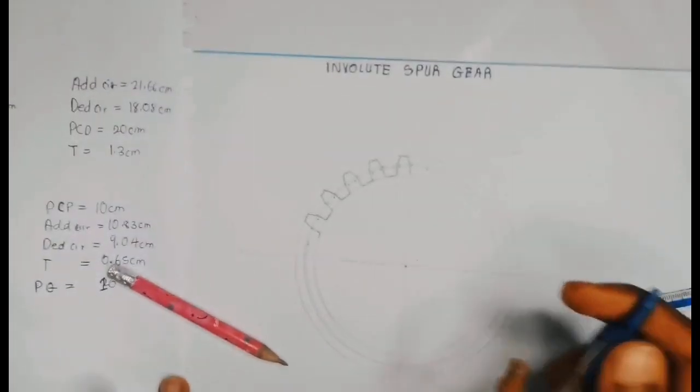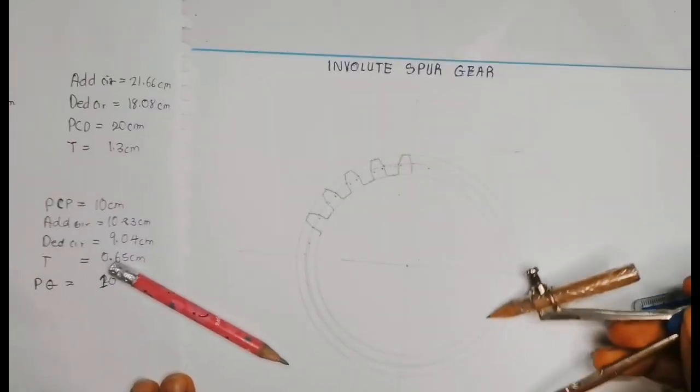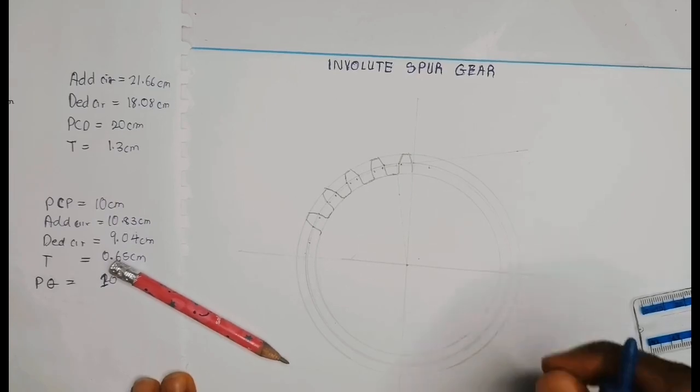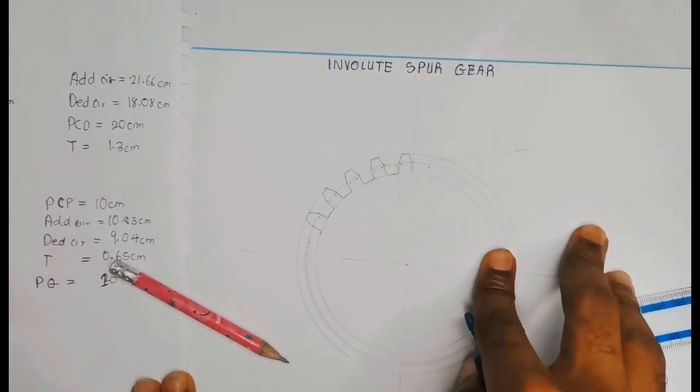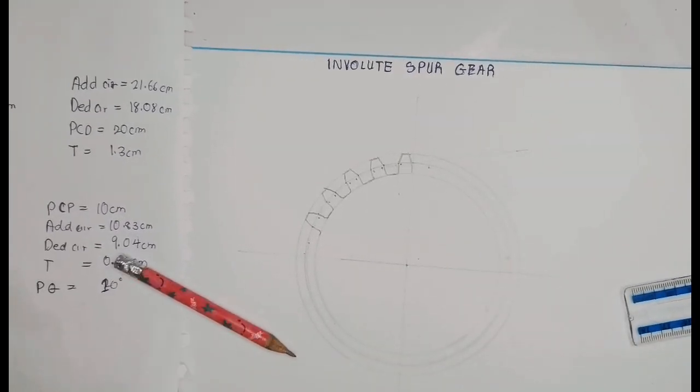You can see that we have formed our teeth. So you can do this for the rest of the teeth to complete the number of teeth. So this is how you draw a spur gear. So I'll see you in the next video. Thank you.